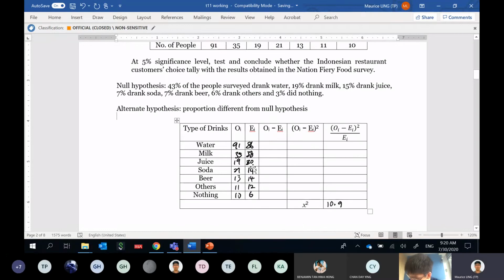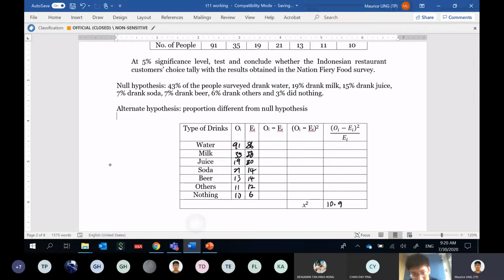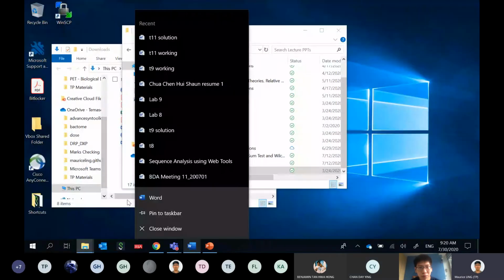Okay. What is the degrees of freedom here? What's the degrees of freedom? It's 7 minus 1. 6. Yeah, 6.